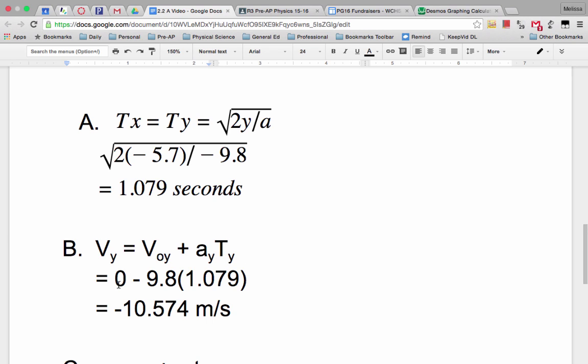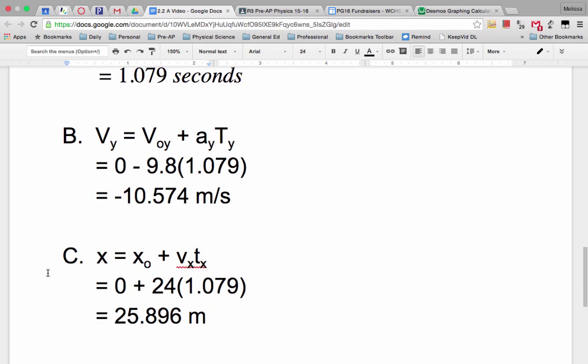V naught Y is 0. AY is a negative 9.8. And Ty you just found. Remember, you always find time first. So negative 9.8 times 1.079 gives you a velocity of negative 10.574 meters per second.